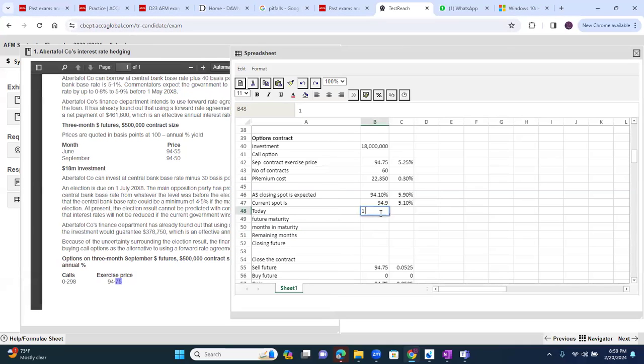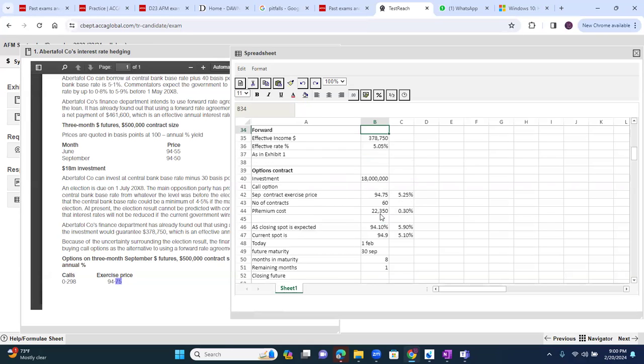Today is 1st Feb, that is given. You will choose 30th September, that is also given. Total months are 8, 1 month is remaining, that is also given. But the problem is, we need to calculate the closing future, and that is not written here. So can anyone tell? Because if we don't get the closing future, we can't solve the question.